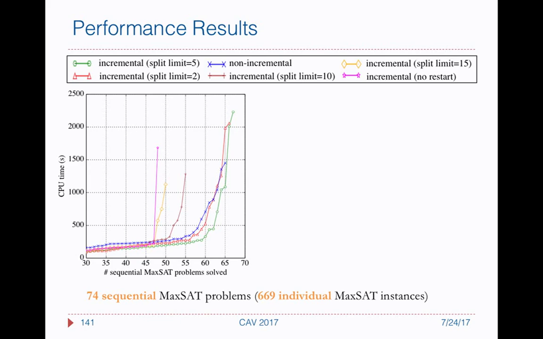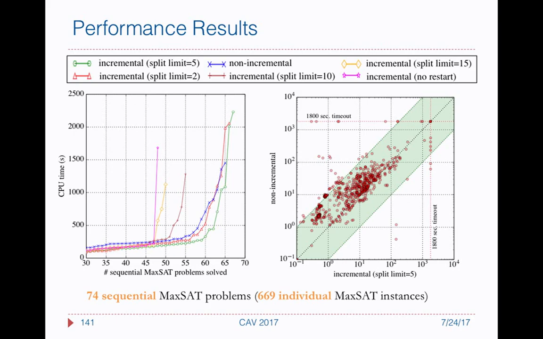If you look at the individual MaxSat instances, you see a lot of improvement. So this particular line at 45 degrees compares the performance of the non-incremental approach, which is the best currently, against our incremental approach with the split limit as 5. And what you see here is many of these 669 individual MaxSat instances lie above this 45-degree line, which means that our incremental approach is doing better than the non-incremental one. And furthermore, this band you see is 10x speed up. So for many of these individual MaxSat instances, you are actually seeing close to 10x speed up.